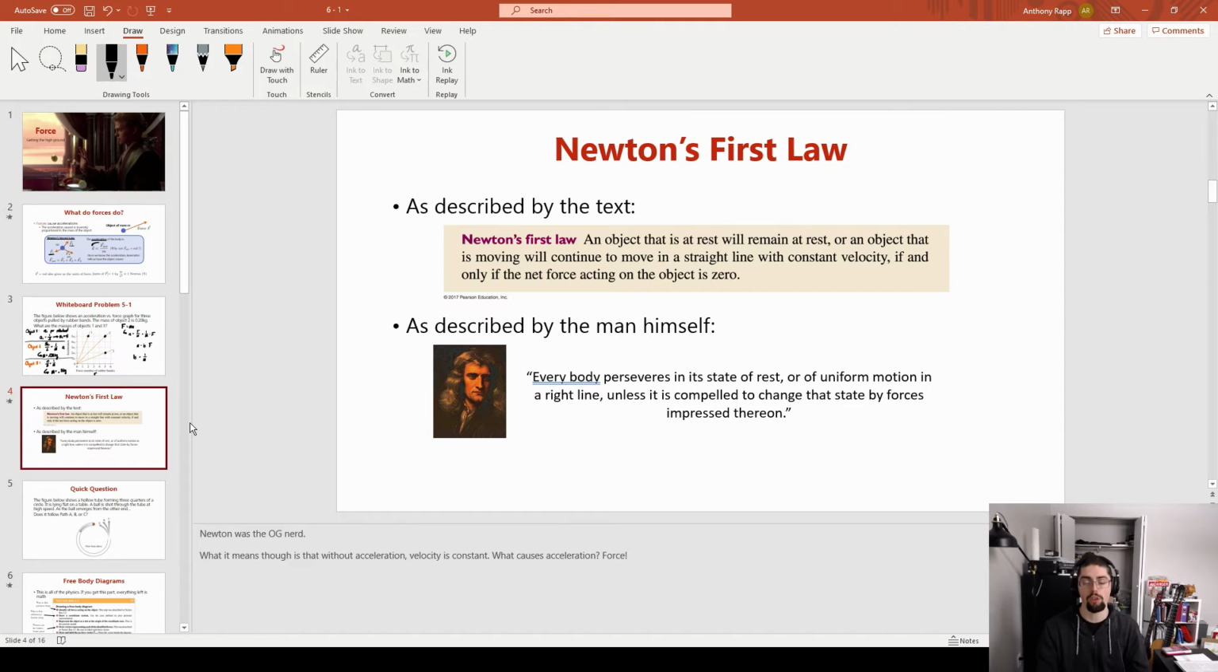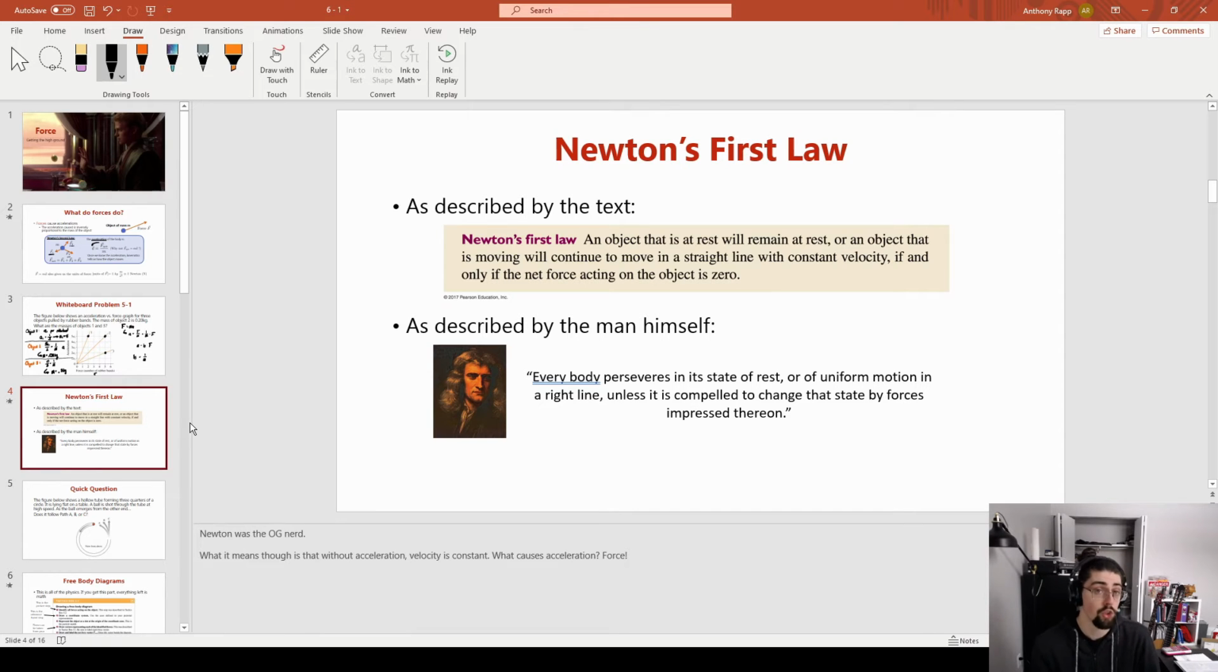But Newton's first law, translated into a modern understandable definition, is that an object that is at rest will remain at rest, or an object that is moving will continue moving in a straight line with a constant velocity if and only if there is 0 net force acting on it. So, an object at rest stays at rest.